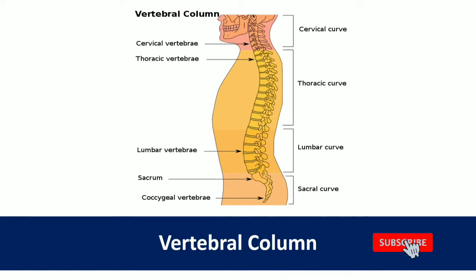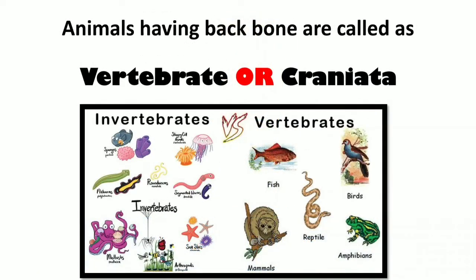That was all about the skull, the different bones present in our skull. So now let's talk about the vertebral column, or you can say spinal column. Another name of this vertebral column or spinal column is the backbone. If any animal has a vertebral column in its back, then those animals are called vertebrates or craniata. The animals which do not have a backbone are called invertebrates.